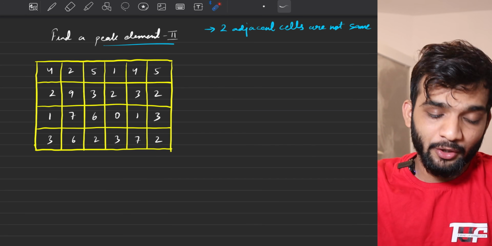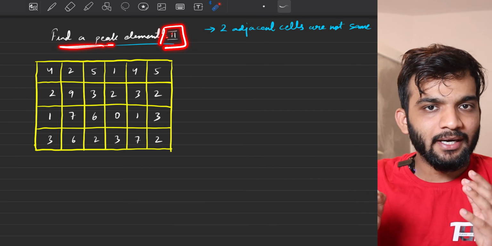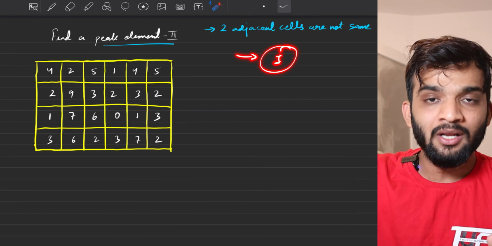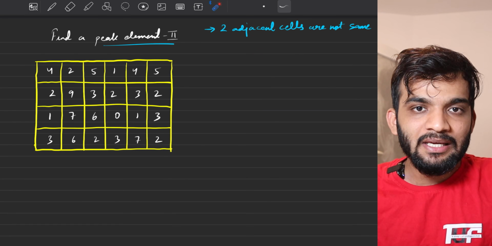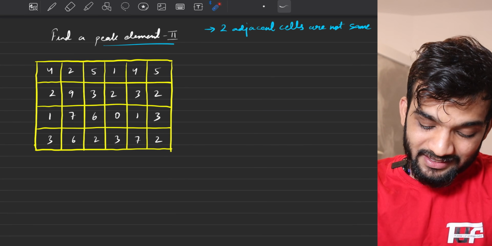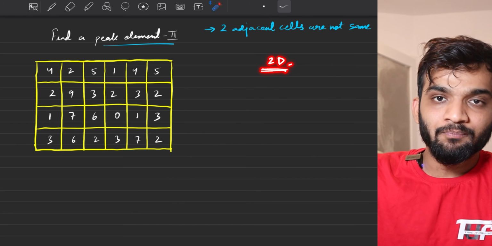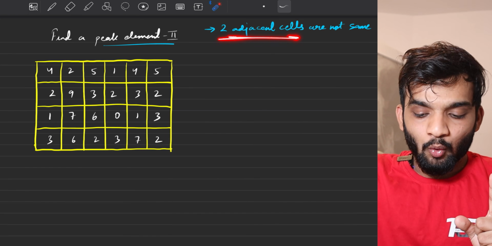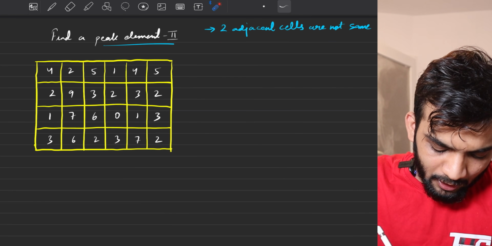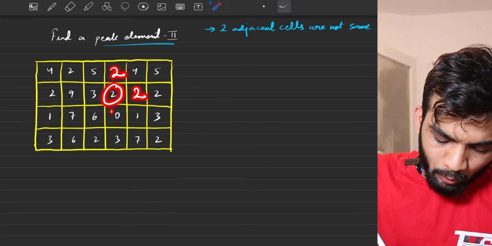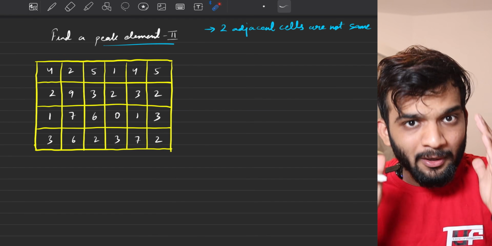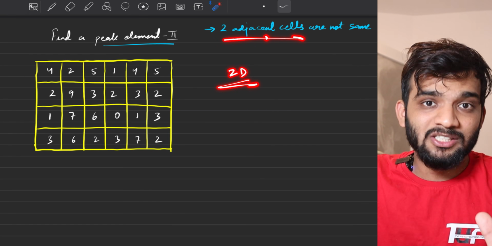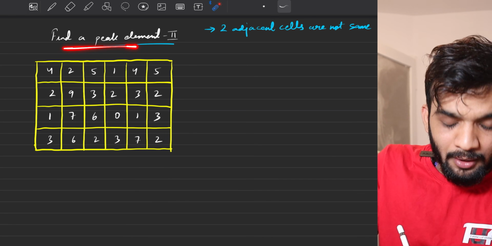So the problem that we're going to solve today is finding a peak element, the second. Before watching this video, please go back in the playlist and watch part 1, where we have figured out the peak element in a 1D array. So what does this particular problem state? It states that instead of a 1D array, it will be given a 2D array. And it is clearly stated that none of the two adjacent cells will be similar. What does that mean? If it is 2, it cannot be 2 next to it. So the problem is stating you're given a 2D matrix where none of the two adjacent cells can be similar. Your task is to figure out the peak element.